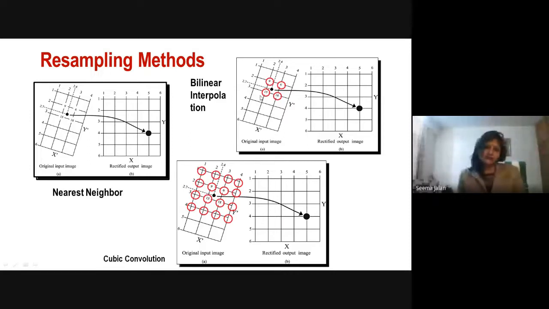Therefore, nearest neighbor resampling is normally used for satellite digital image processing, because we don't want to lose the original information. But when you are working with scanned maps, where the original information does not matter that much, but you want to have a smooth looking output, then you may use bilinear interpolation or cubic convolution.